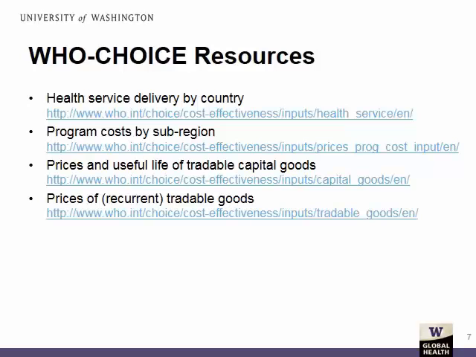And the resources here are these 4 websites. You'll find health service delivery by country, program cost by region, prices and useful life of tradable capital goods, and prices of recurring tradable goods. So I encourage you to visit these websites because if you are interested in actually doing a study, they will turn out to be very useful resources.